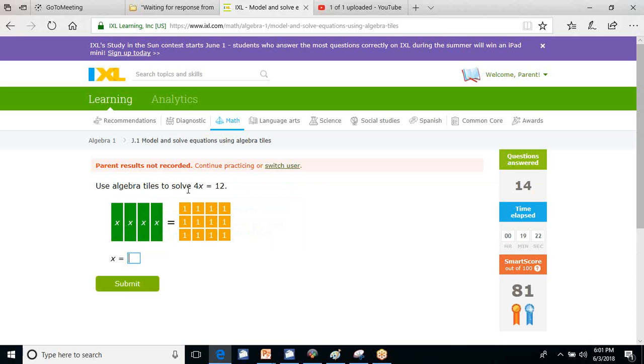Let's look at this one now. If you have 4x equal to 12, so 4x is equal to 12, and you want to find x. The easiest way to find x is to divide both sides by 4, right? So you're going to have 4x equal to 12.